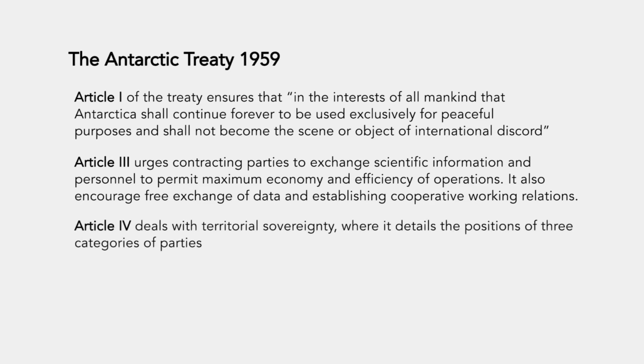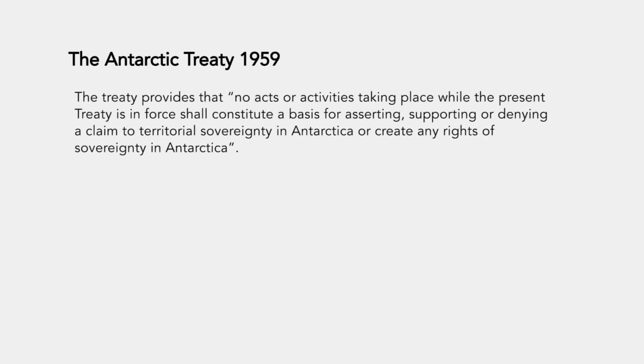Article 4 deals with territorial sovereignty, where it details positions of three categories of parties. The first category, those that had previously asserted rights or claims to territorial sovereignty; those that consider themselves as having a basis of claim; and those that do not recognize any other state's right or claim. The treaty provides that no acts or activities taking place while the present treaty is in force shall constitute a basis for asserting, supporting or denying a claim to territorial sovereignty in Antarctica or create any rights of sovereignty in Antarctica. It also denies any new claim or enlargement of an existing claim while the treaty is in force.